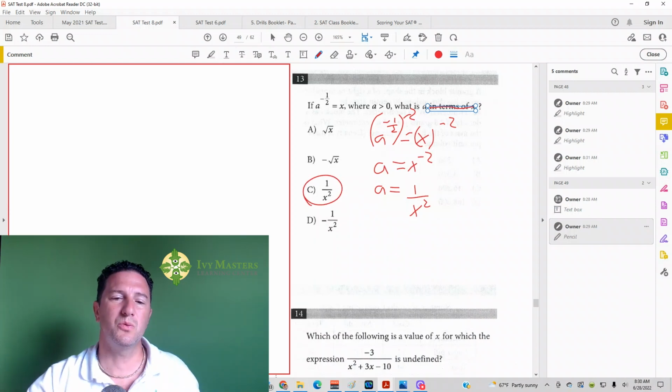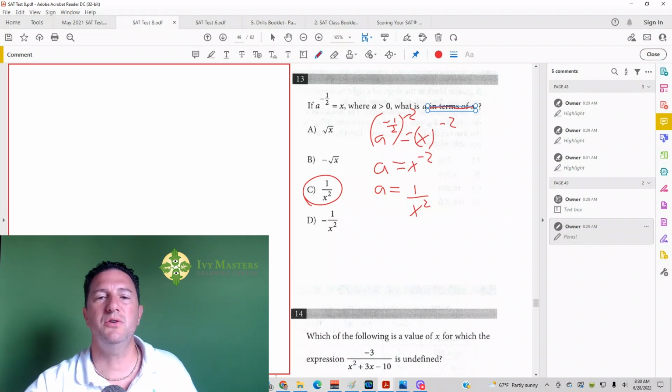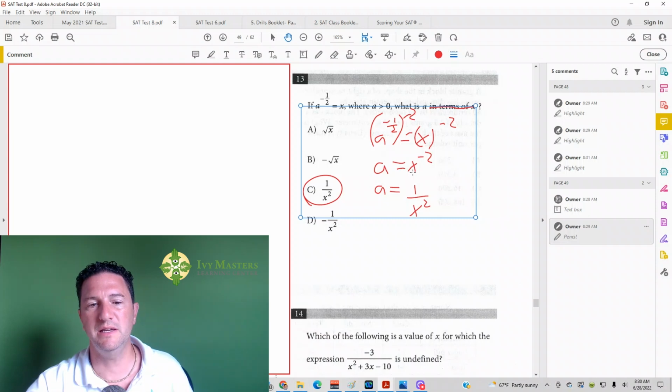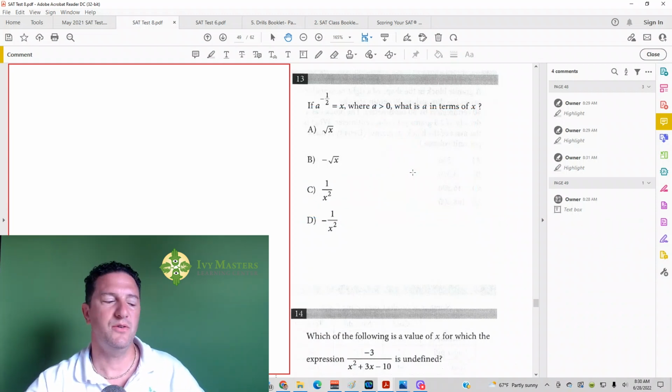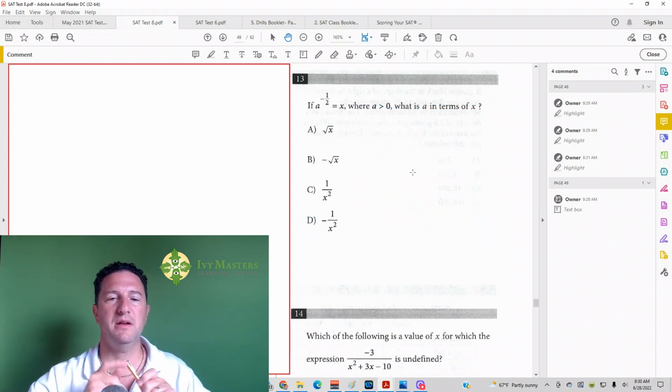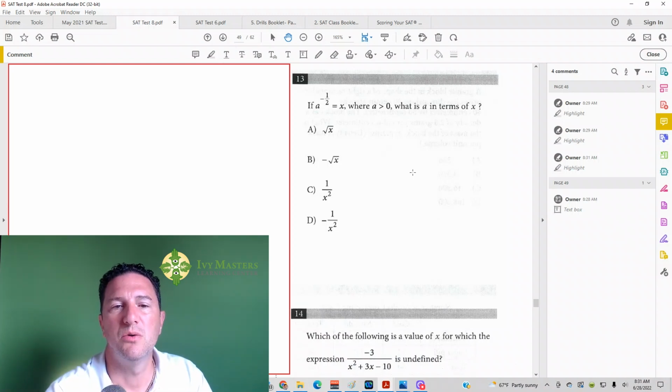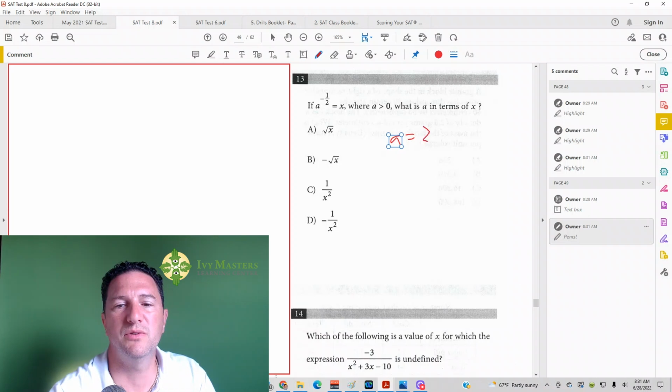Now, here's your workaround. And you could do this anytime you've got variables in the answer choices. So I'm going to delete this. And what I could do is pick a value for a. You want to pick something simple. Let's pick 2. Let's say a equals 2.